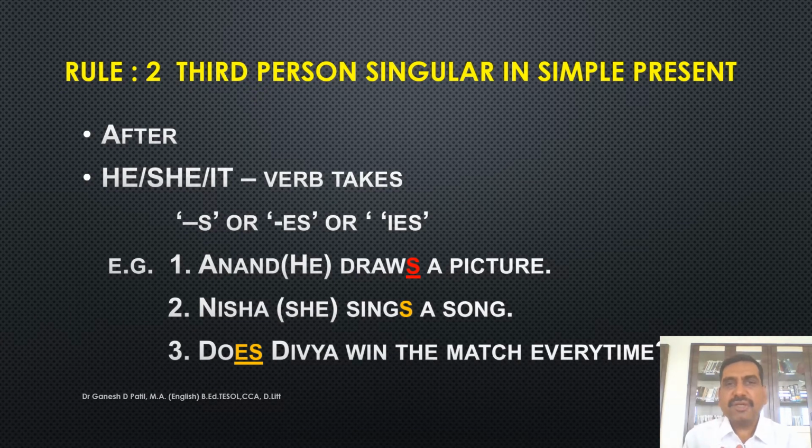If the subject is third person singular and simple present tense, the verb that follows takes s or es after it. For example, Anand draws a picture. Now Anand is neither the speaker nor the listener. Anand is third person, and therefore when we talk about Anand in simple present, we add s or es to the verb.